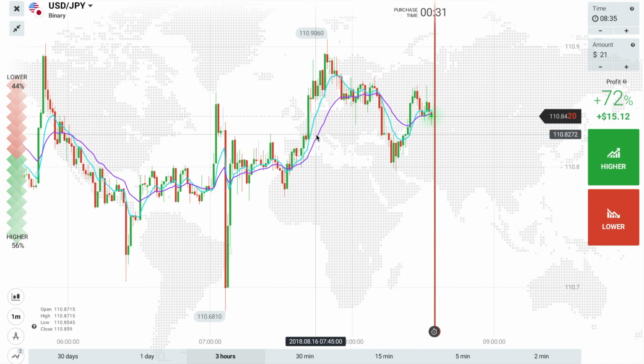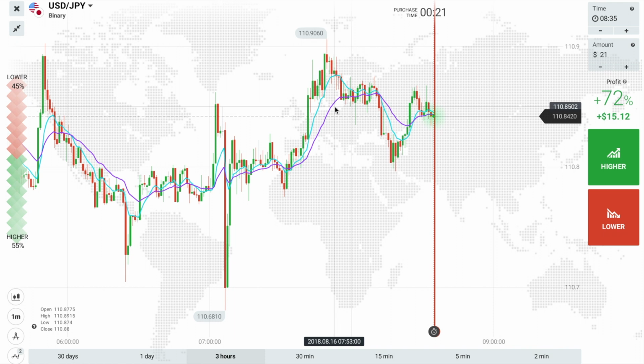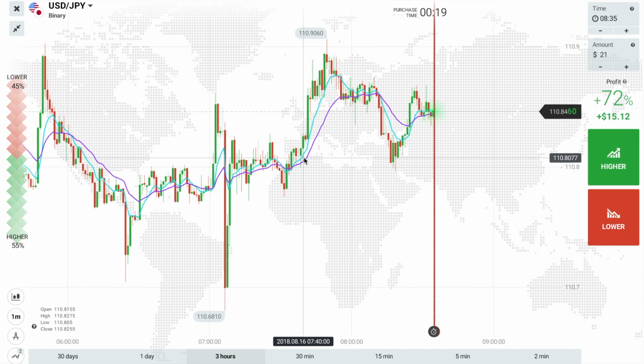So I use them as a momentum and trend indicator. So when I see them opening up to the upside, I know I am looking for buys. It doesn't mean that I'm just going to randomly buy. It means that I am only looking to buy this market.